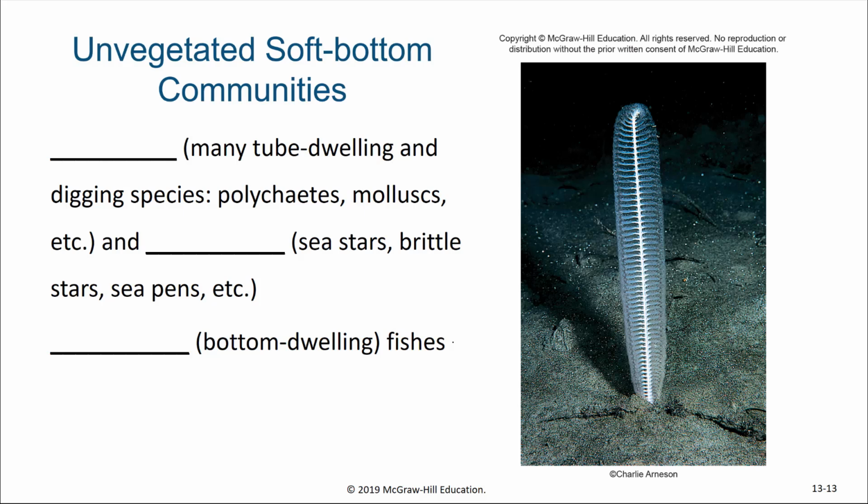On unvegetated soft-bottom communities, there will be many infauna, being organisms that live within the sediments themselves. These can include polychaetes, mollusks, and others. And there will be some epifauna as well, such as sea stars, brittle stars, and as seen in this picture, a sea pen, which is a colonial cnidarian that's a filter feeder. There will also be some demersal, or bottom-dwelling, fish.